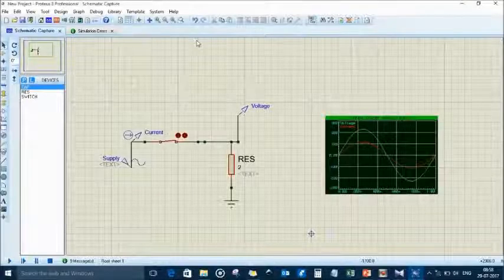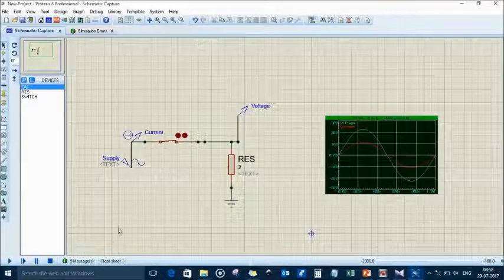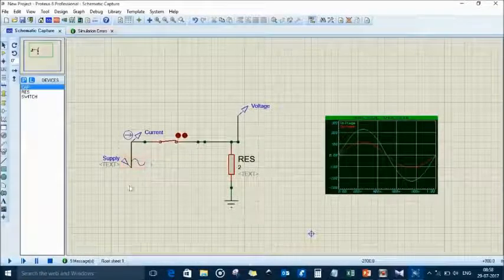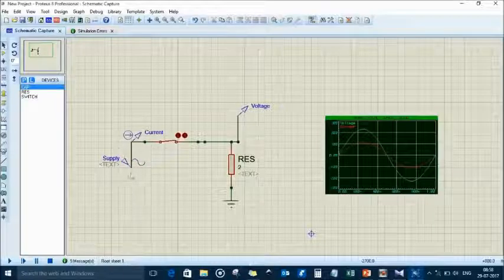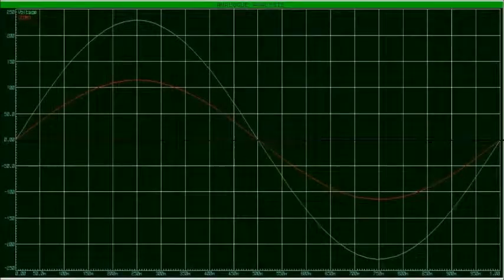To understand what is active power, consider this example in which we have connected an AC source to the resistor. Now, to understand what will happen in this case, consider these waveforms. In case of resistive circuit, voltage and current are in phase, which means both the quantities, that is voltage and current, will reach their positive peak, zero value, and negative peak at the same time.